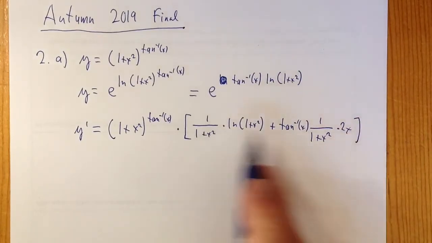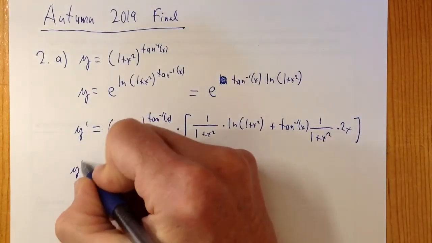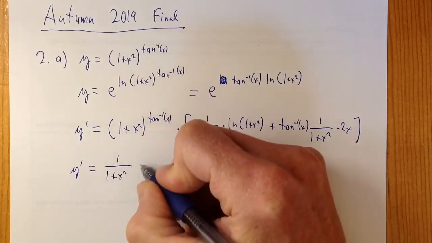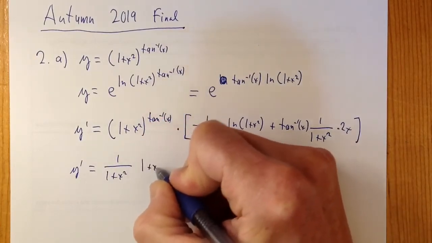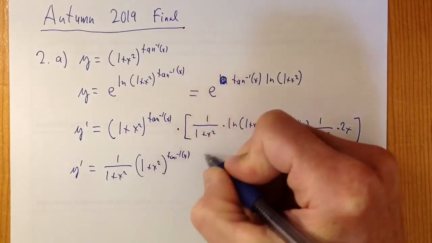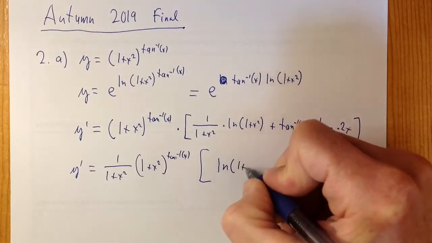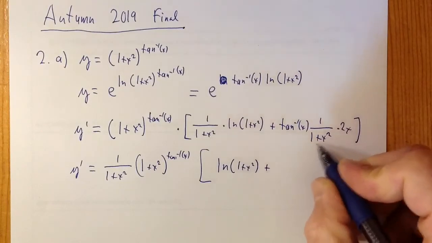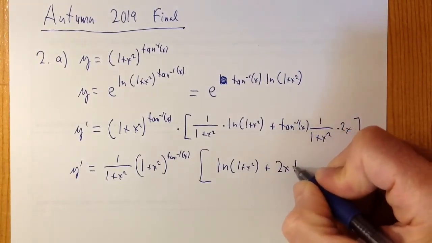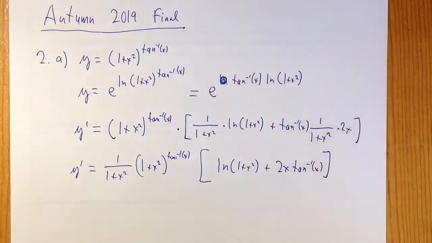They took, since they both have a 1 over 1 plus x squared, they took that out. So they got y prime equals 1 over 1 plus x squared times 1 plus x squared to the inverse tangent of x. And then inside the parentheses, they only have a ln of 1 plus x squared plus, and here they have a 2x left and the tangent. So it's nice to put the 2x first. Inverse tangent of x, because they took out the 1 over 1 plus x squared.